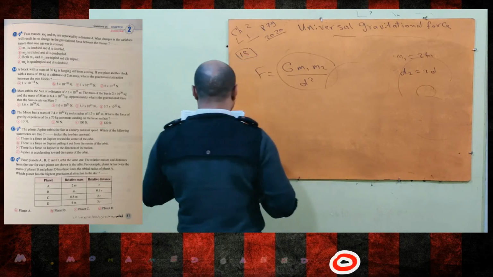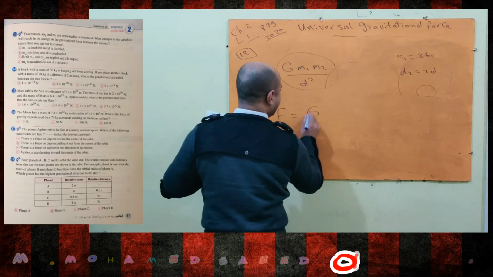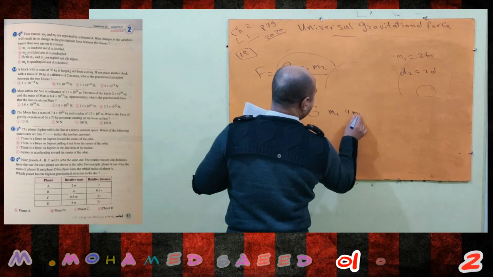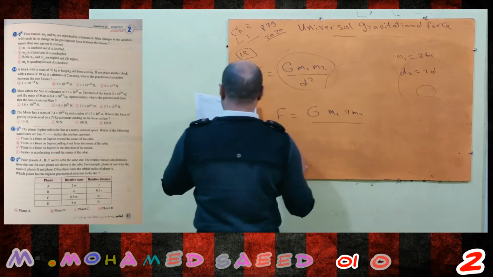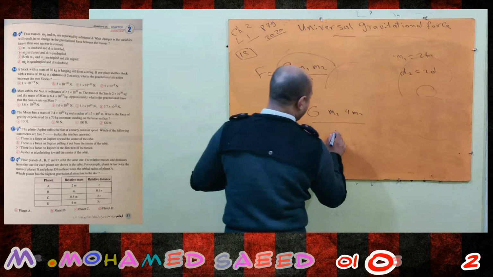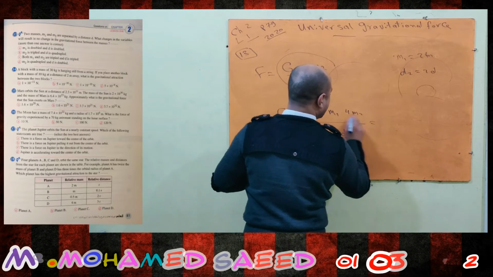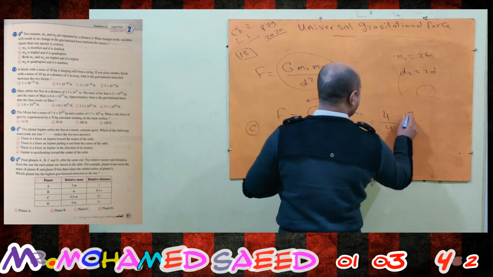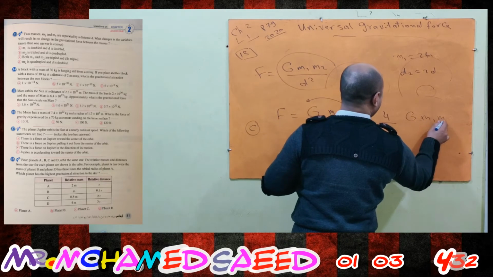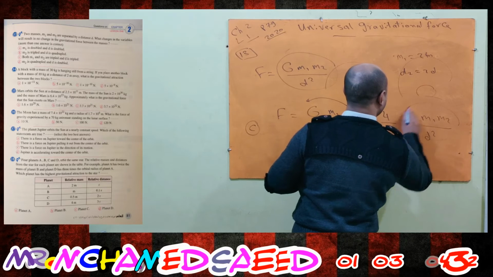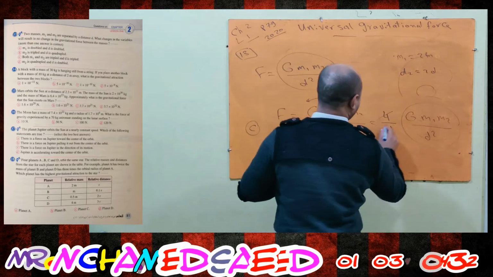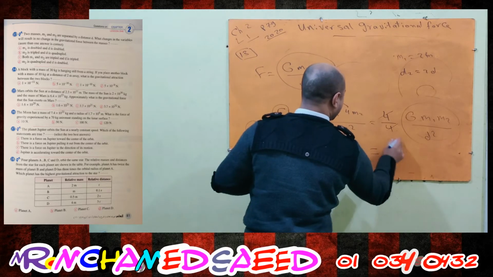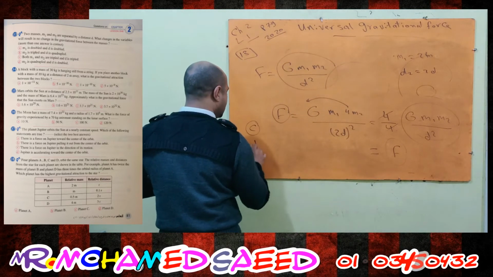D: M2 is quadrupled. G capital M2 is quadrupled. M1 stays as it is, but M2 quadrupled, and D is doubled. D doubled. So 4, let me put 4 here, 4 over 2 square, 4, G capital M1 M2 over D square. F, and 4 cancel with 4 equals 1. So the new force remains as it is. So the true answer is C and D.